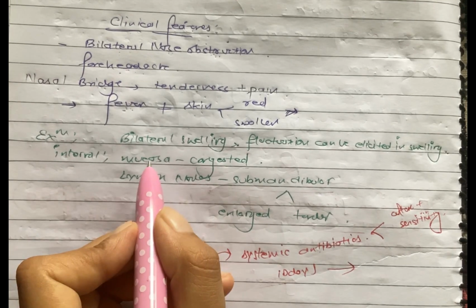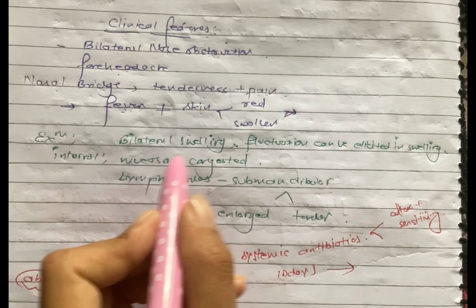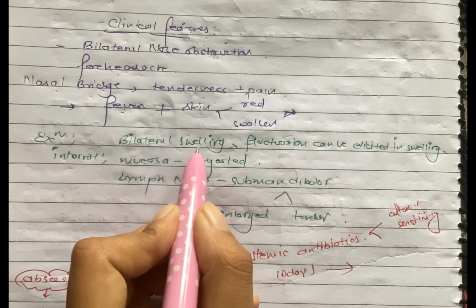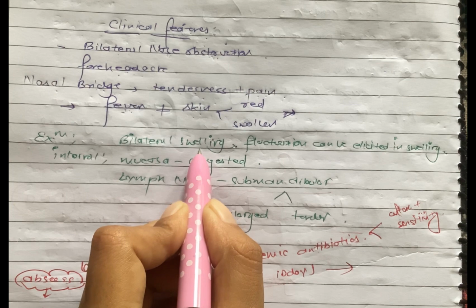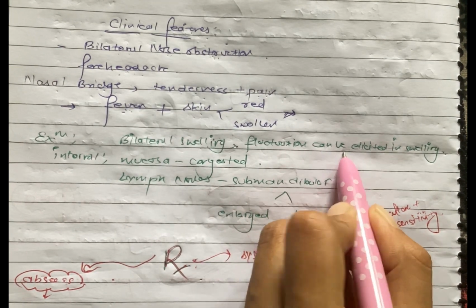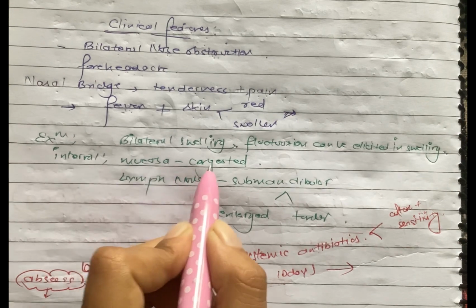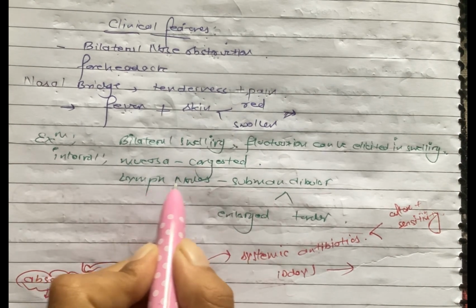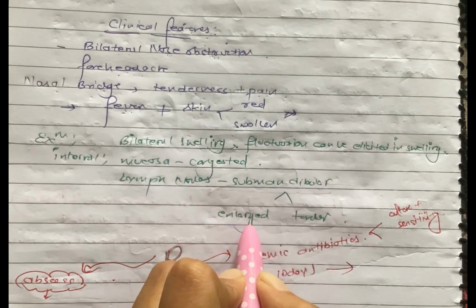And internal examination of the nose reveals smooth bilateral swelling of the nasal septum, and fluctuations can be elicited in that swelling, and the septal mucosa is very much congested, and submandibular lymph nodes can be enlarged and tender.